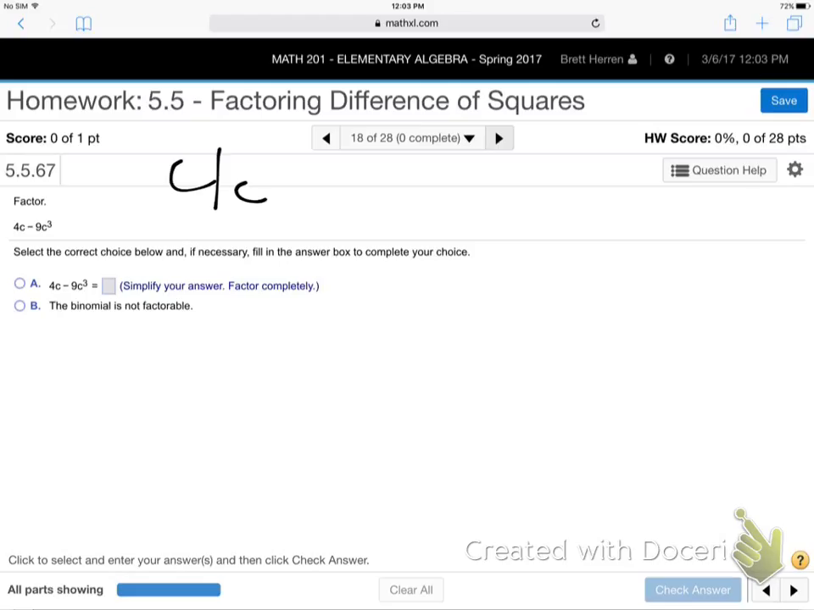Okay, so 4c minus 9c cubed. Whoops, I'm kind of getting scribbly. Hey, should I reorder that one?